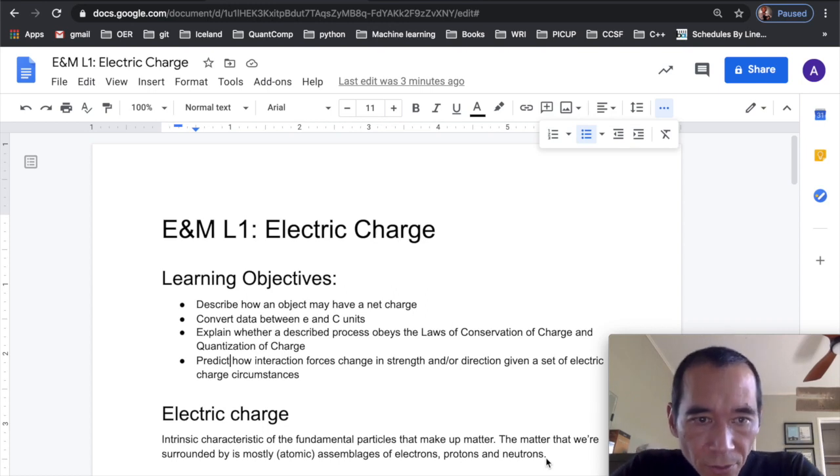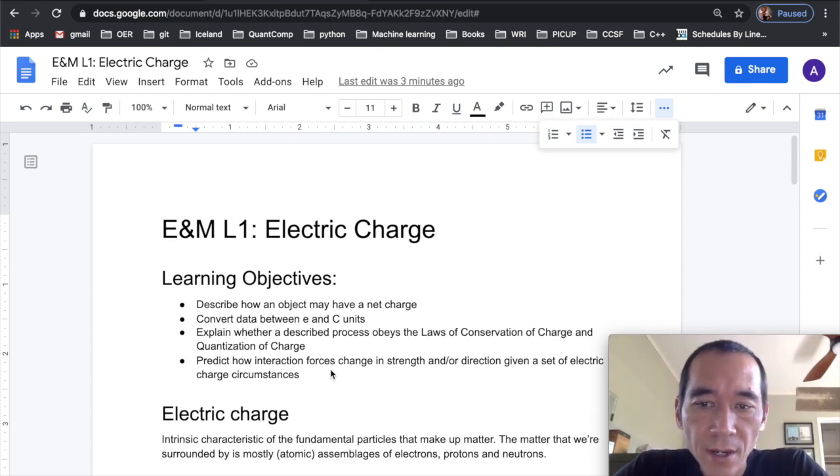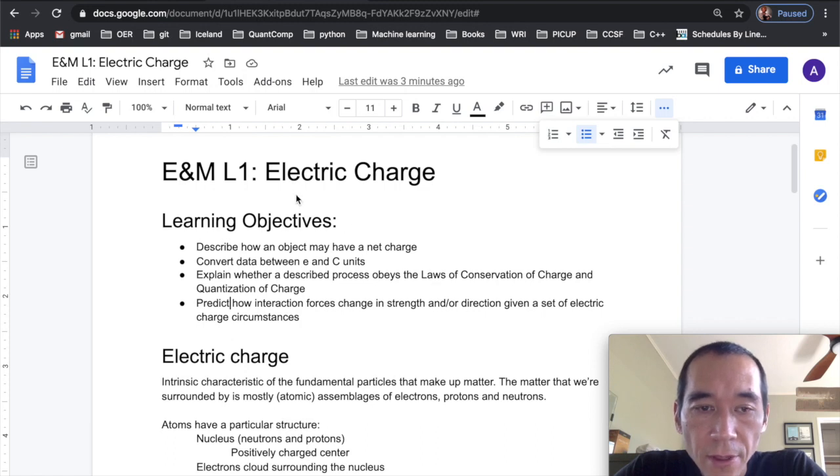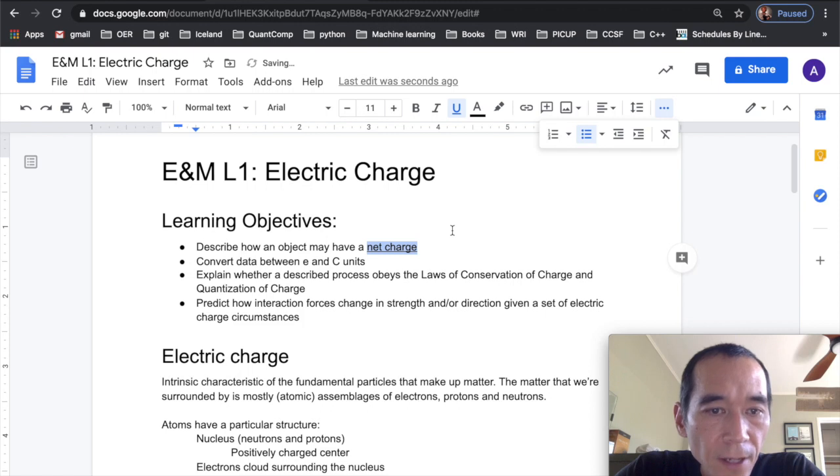So in this lecture, this is lecture number 1 of a class in electricity and magnetism. And so the way I'm going to start it is by talking about electric charge. The learning objectives for this particular lecture are described here. Describe how an object may have what's known as a net charge. So net charge is an important concept that I'll go over.